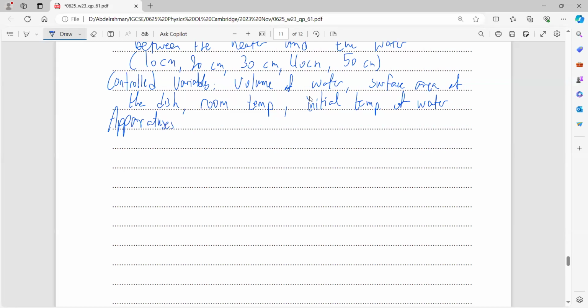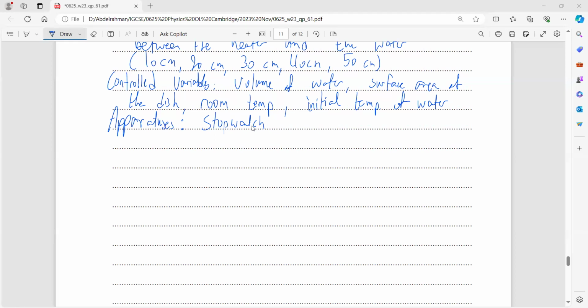Okay. What are the extra additional apparatuses I need? I need a stopwatch. That's the most important, by the way, the most important apparatus you need in this question. Then, after the apparatuses, I can write down the steps. I can write down the method.